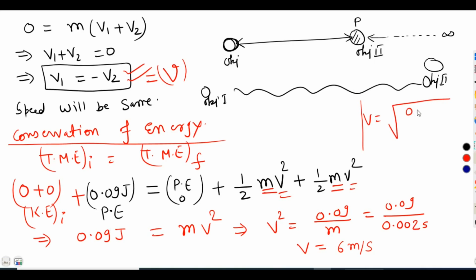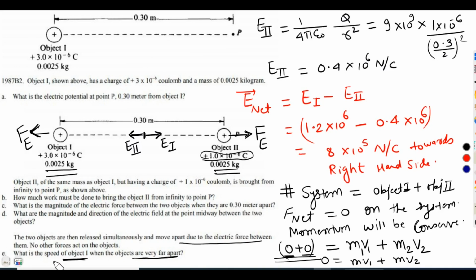So this completes our question, right? What is the speed of object 1? The speed of object 1 is 6 meter per second towards this side, and the speed of object 2 will be 6 meter per second along this side.